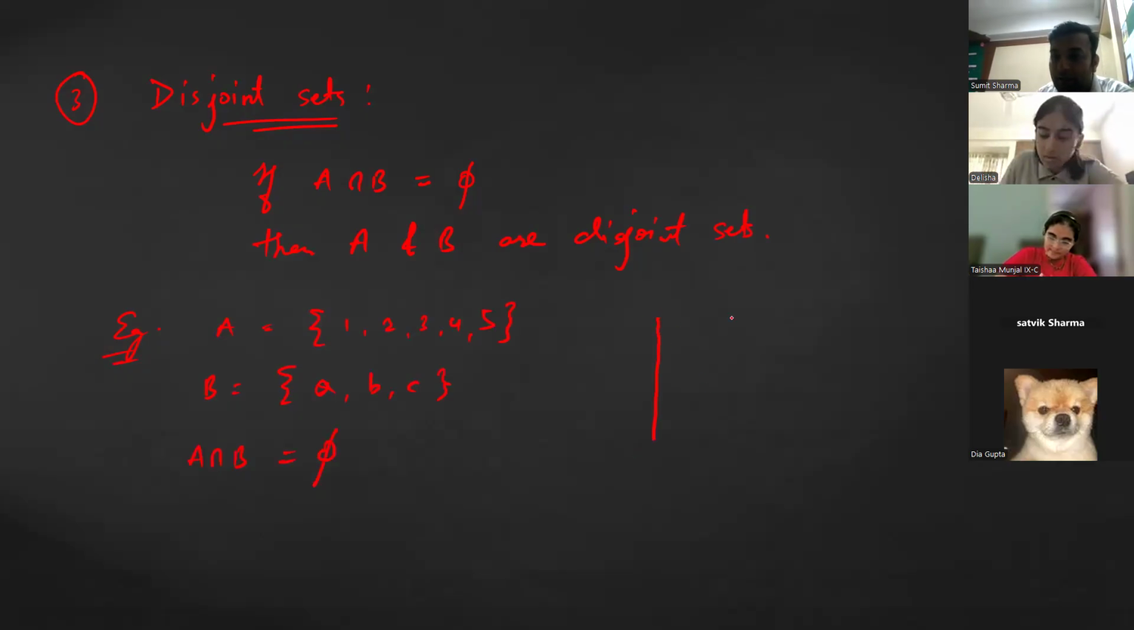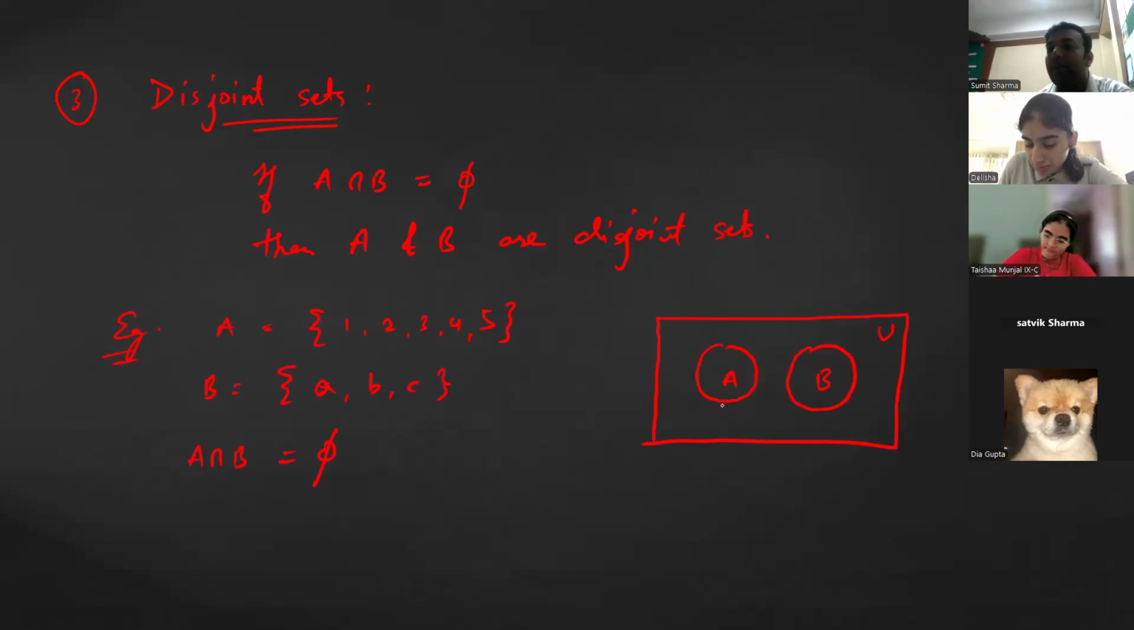And how do we represent it in form of a Venn diagram? So this is U, this is A set, and this is another set B. So there is no overlapping between A and B here, right? It means that there is no common part, and therefore they are known as disjoint sets. I hope it's clear to everyone, disjoint sets. Now let us come to the fourth one, which is called difference of sets.